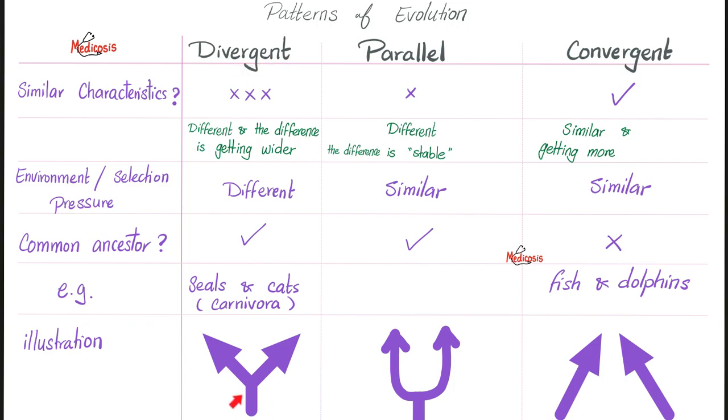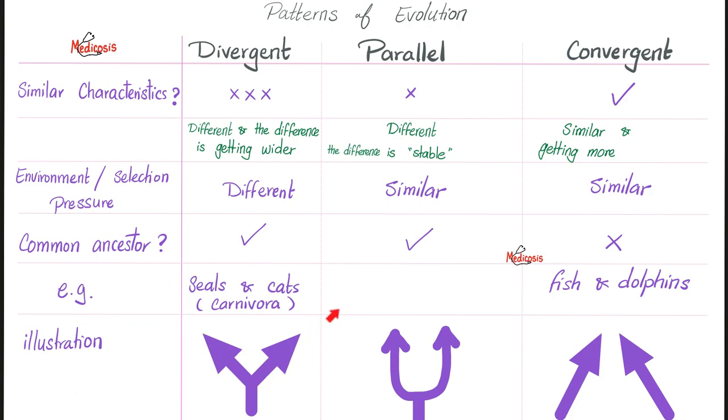Divergent pattern. We start with a common ancestor and then we branch out. As time goes by, we become more different. This is going to the left, this is going to the right. Okay, do they have similar characteristics? Absolutely not. They are branching out. Their physical characteristics look different to the eye, and the difference is getting wider over time.